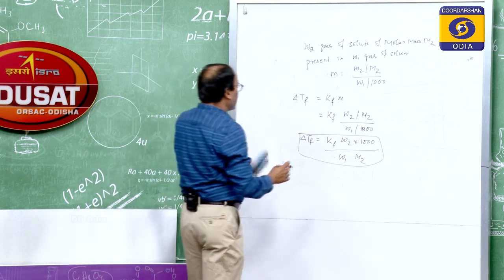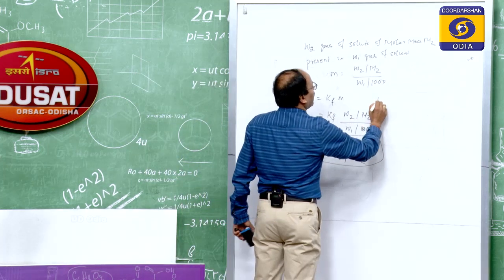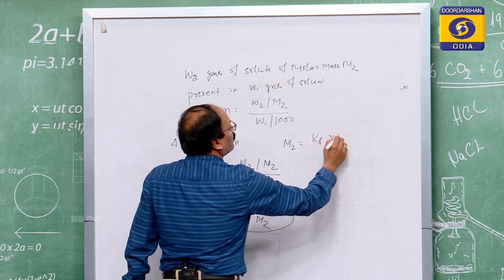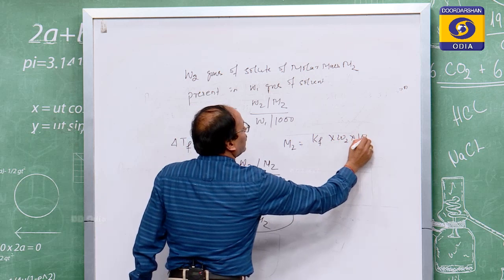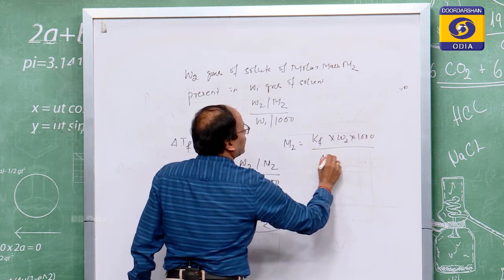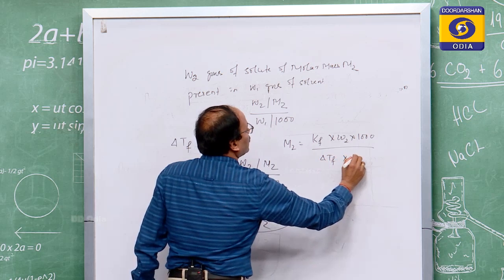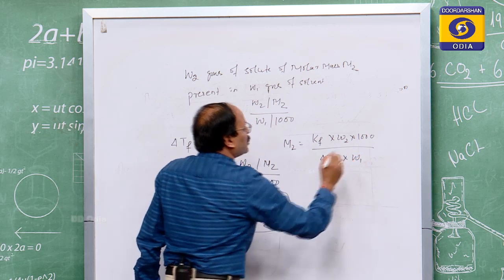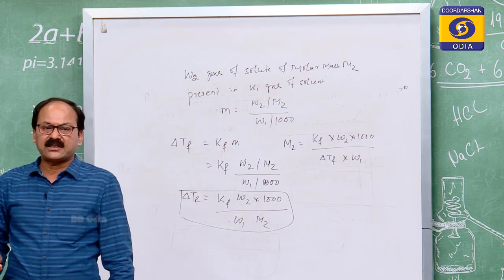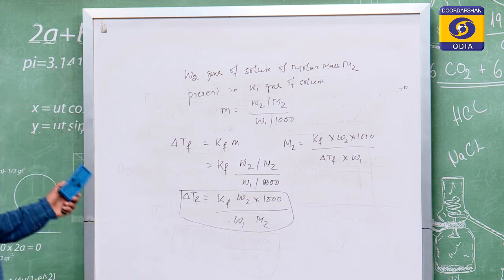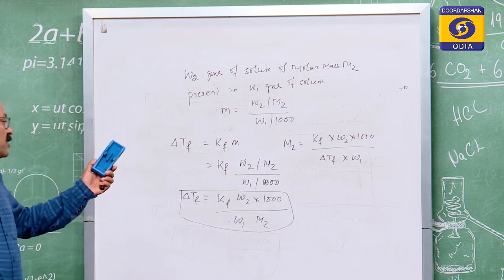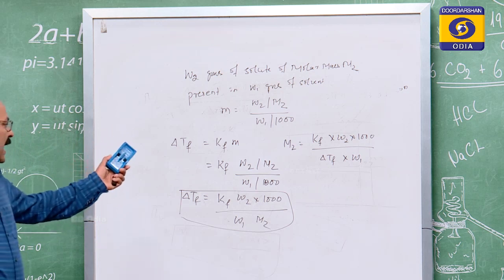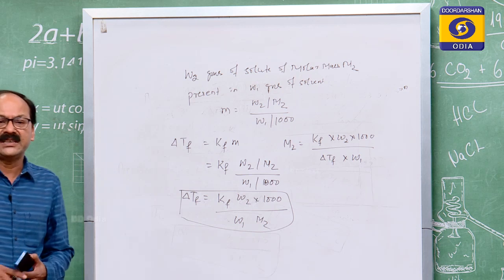You can also calculate the molar mass. Molar mass M2 will be equal to Kf into W2 into 1000 divided by delta Tf into W1. Kf will be given for a particular solvent, it is a constant, W2 is the weight of the solute taken, W1 is the weight of the solvent, and delta Tf will be determined from the experiment, and you can calculate the molar mass of the solute.